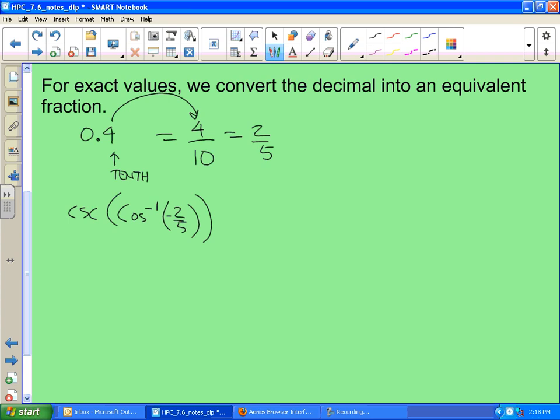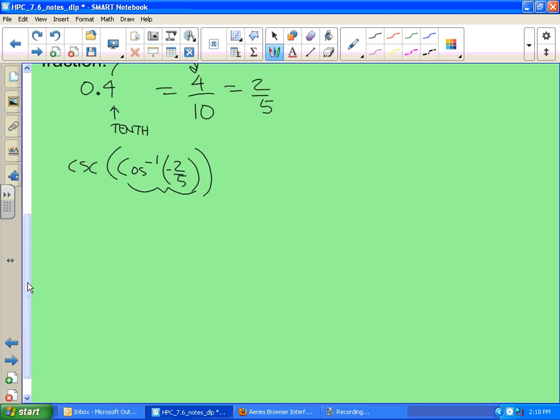This is going to set up the same exact way, but now I don't need the calculator. And this is actually easier. I think it's easier to do it this way than with the calculator, because this inverse cosine part creates a triangle. And from that triangle, I find the theta. And once I know the theta, I can find my cosecant. So let's see how this all pans out. Let's take this and create our triangle out of it.